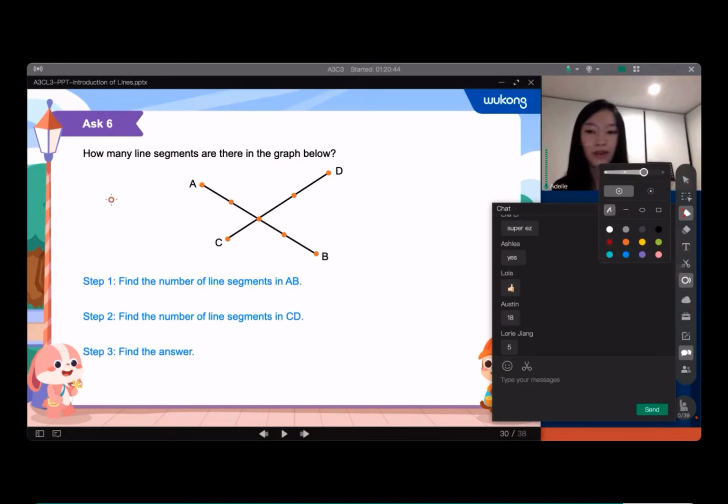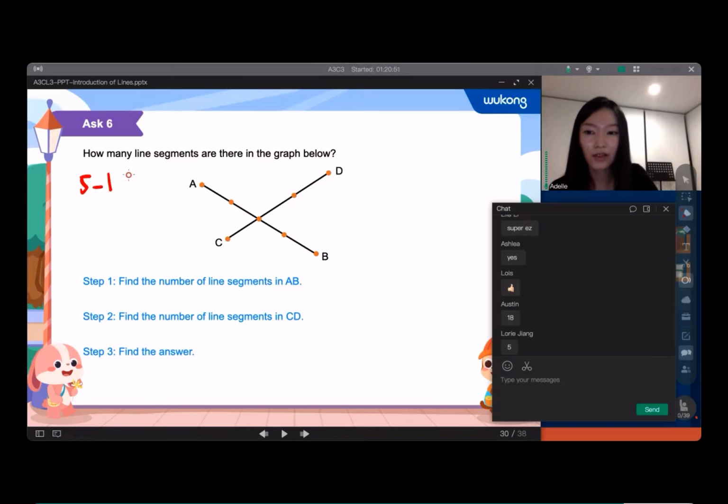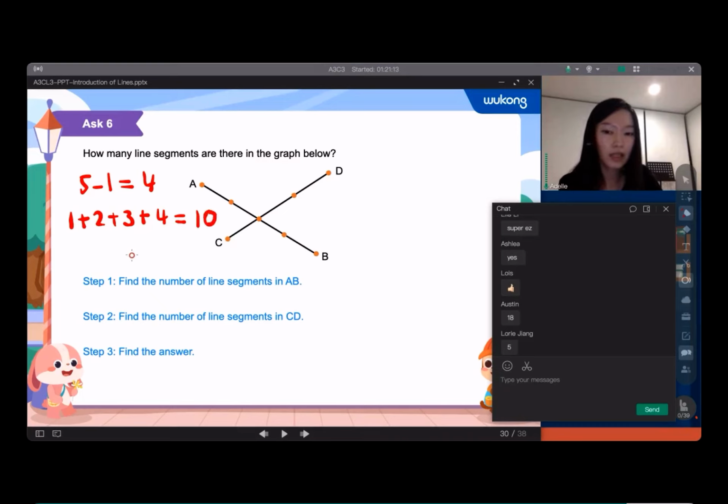So we're going to look at AB first. How many endpoints or how many dots do we have in AB? We have 5 dots, right? So we're going to use 5 minus 1, which will give us 4. And we're going to start adding from 1, 2, 3, 4, okay? And that will give us an answer of 1 plus 2 is 3, 3 plus 3 is 6, 6 plus 4, so a total of 10 line segments, and that's for AB. Okay, so we have 10 here.